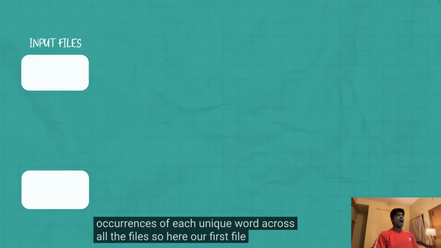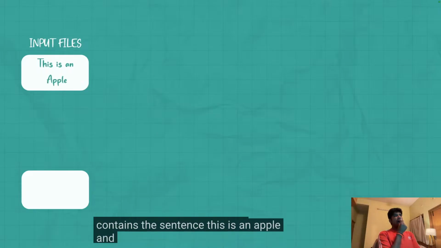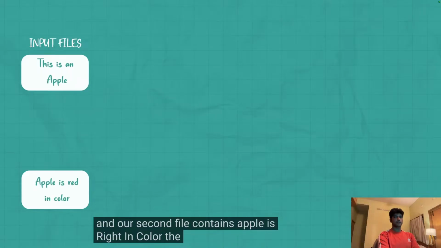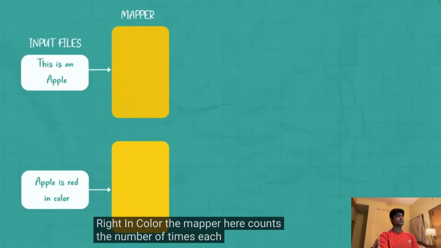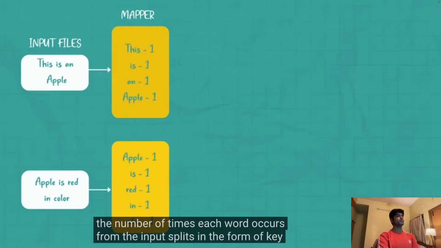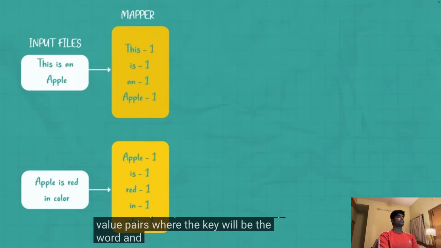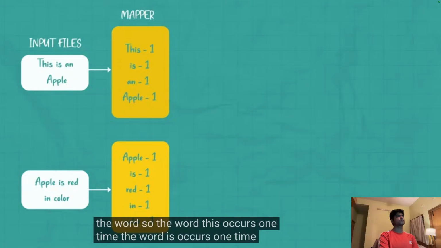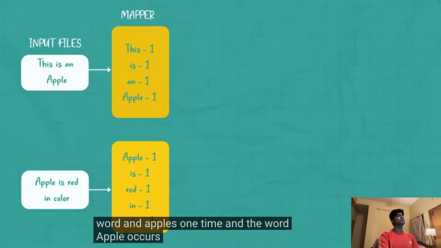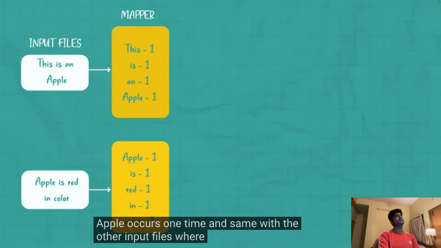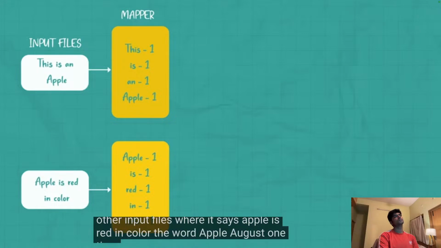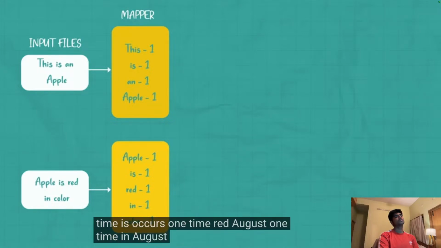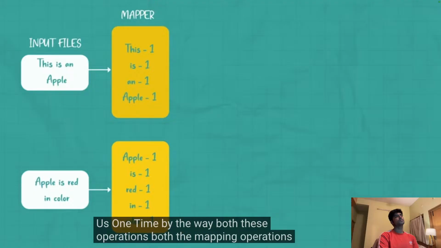So here, our first file contains the sentence, "This is an apple," and our second file contains, "Apple is red in color." The mapper here counts the number of times each word occurs from the input splits in the form of key value pairs, where the key will be the word and the value is the frequency of the word. So the word "this" occurs 1 time, the word "is" occurs 1 time, the word "an" occurs 1 time, and the word "apple" occurs 1 time. And same with the other input file, where it says "apple is red in color." The word "apple" occurs 1 time, "is" occurs 1 time, "red" occurs 1 time, "in" occurs 1 time, and "color" occurs 1 time. By the way, both these mapping operations are happening here in parallel.